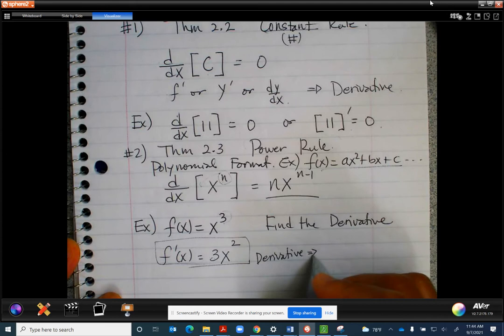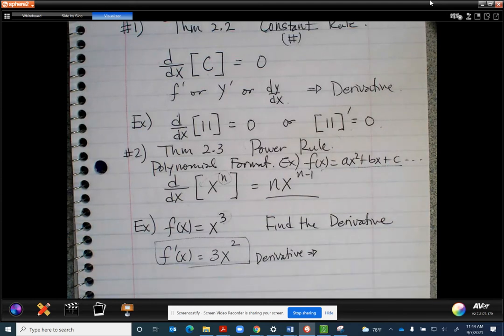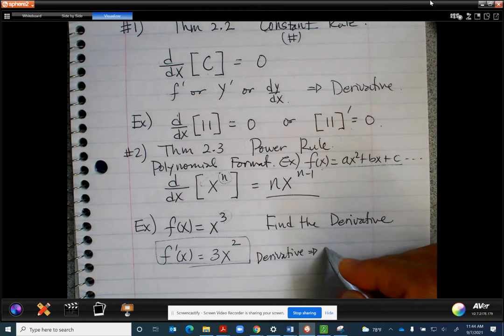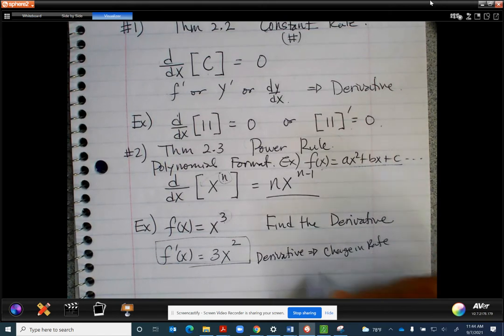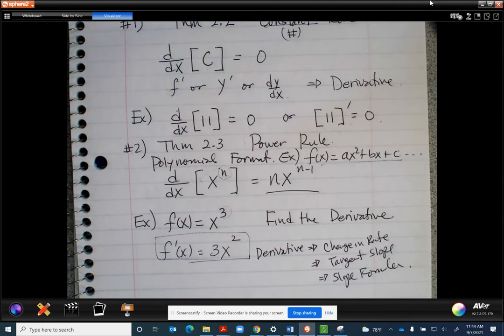Alright, what is another word for derivative? Remember I said derivative is also same thing as change in rate, which is same thing as tangent slope, which is a slope formula. Remember that? So remember when we had to find the derivative and find the equation of the tangent line at a point? Remember that's what we worked on last week?